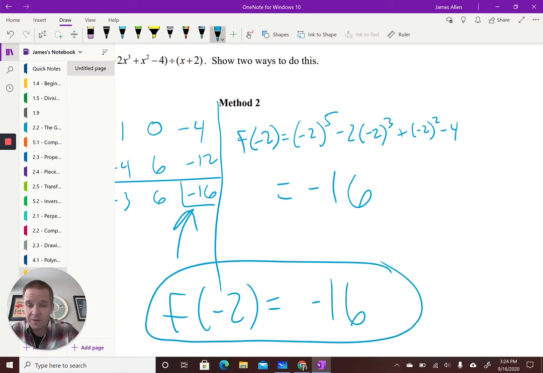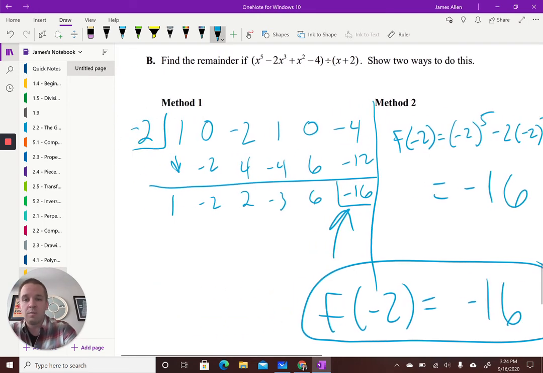Whether we do it with synthetic division and find a remainder, long division and find a remainder, or with direct substitution, all of them would work.